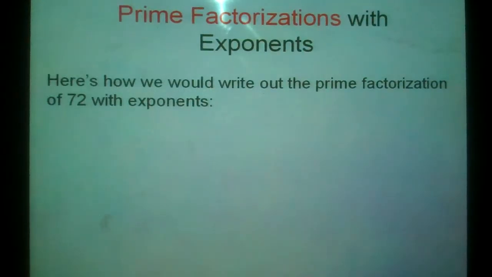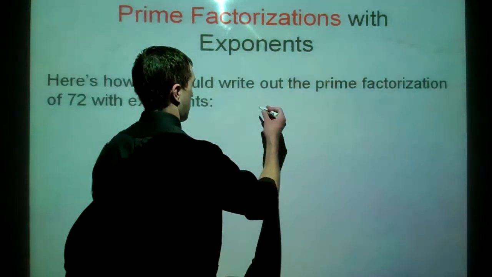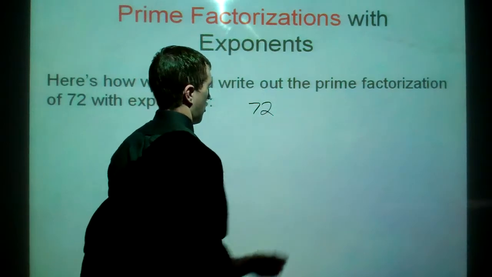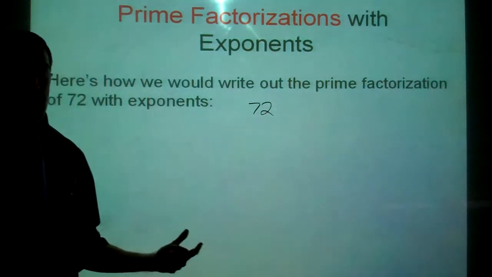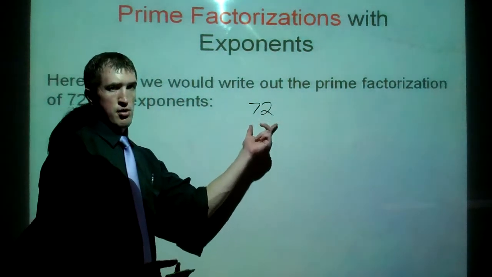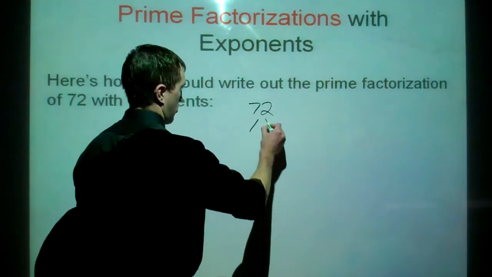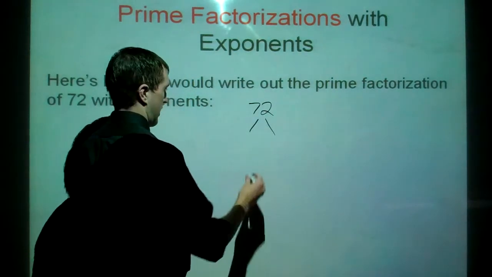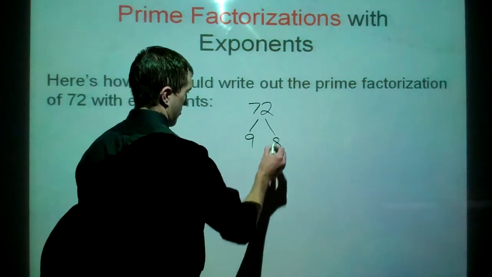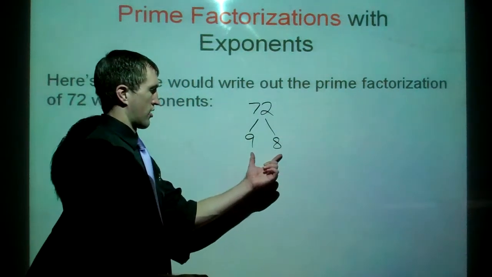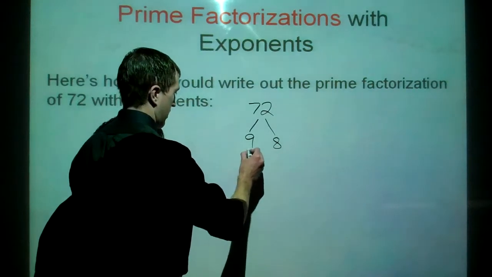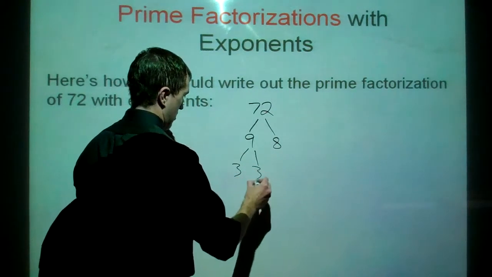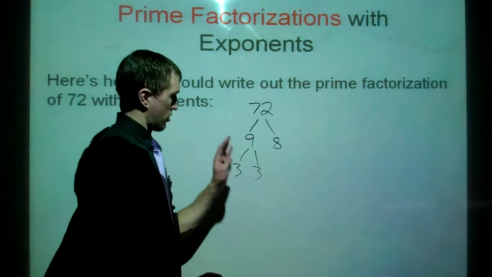Now, prime factorizations with exponents. Let's take a look at the number 72 here. We've done prime factorization before. 72. Remember, when we look for the prime factors of a number, we look at what goes into it. So 2 factors that go into 72 are 9 and 8. Now we want to break these down because these aren't prime yet. 9 is 3 times 3. 3 and 3 are both prime, so we're done there.